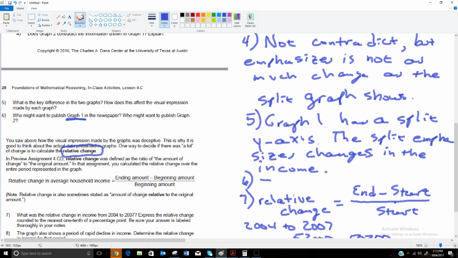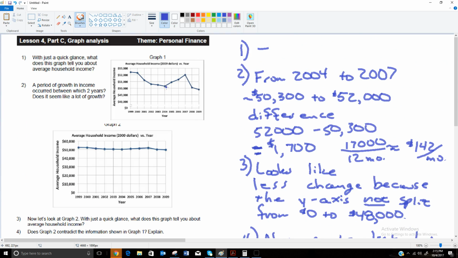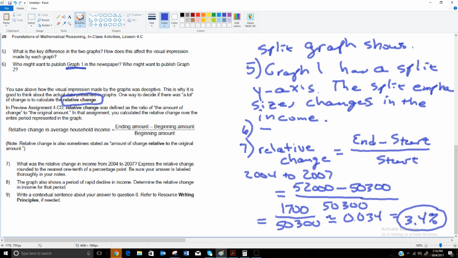Again, if you look up here, it looks like it went nearly a third of the way across the graph to get from here back up to here. And it looks visually a lot more than it actually was. It was really only about a 3.4% change.